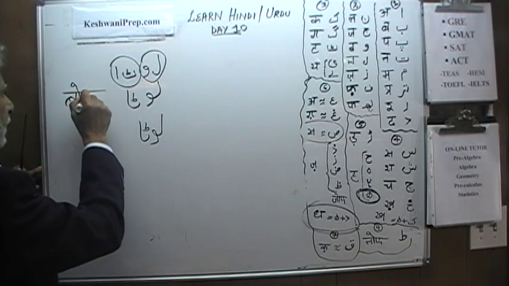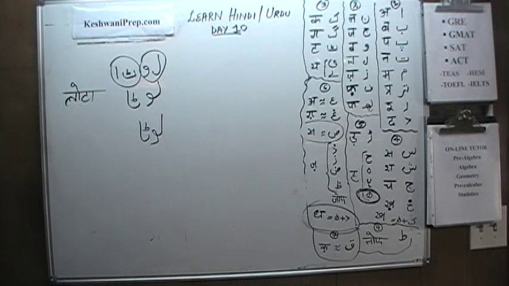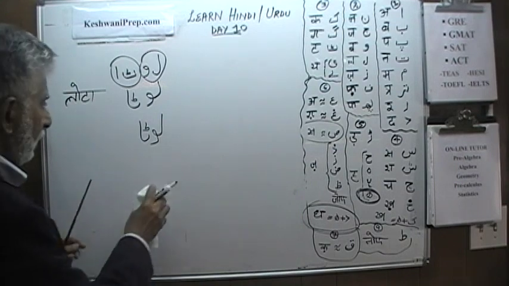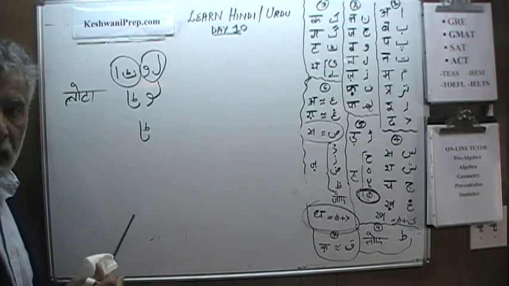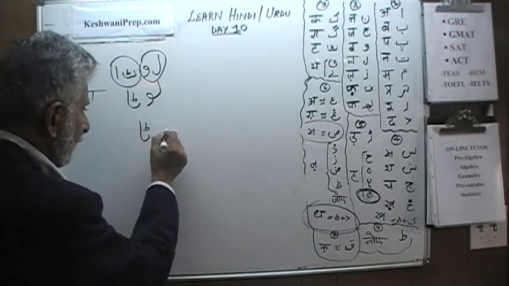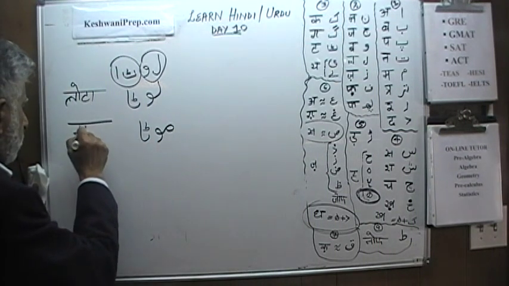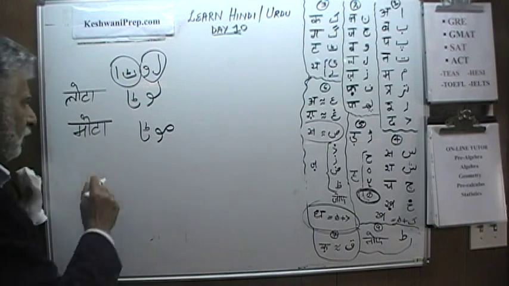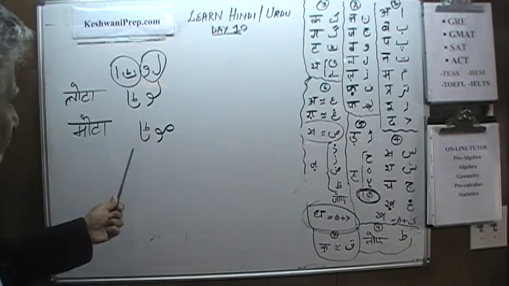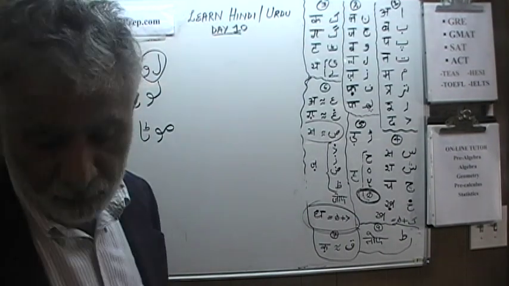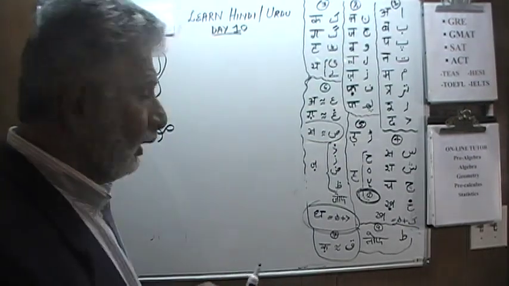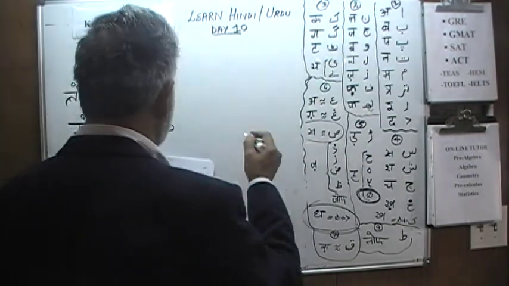Lo, and then ta. There we go, lota. Similarly, instead of a lo, we can have a m, ma. So here's your meem, and you join wow to it, and now it becomes mota. Mota is fat. Let's contrast this very short O sound with the word that we are about to see here.